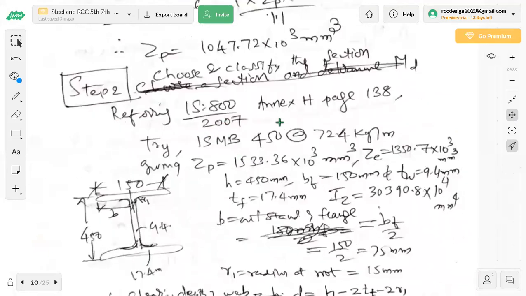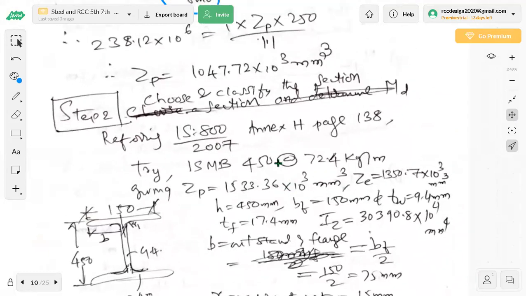Now, referring to IS 800 Annexure H page 138, I started searching for ZP in I sections. In steel tables, ZE values are there. Try to understand, elastic modulus values are given in the steel tables book. So you have to go for Annexure H of page 138. Don't try to search if you have an old edition of steel tables. I don't know whether the new edition has given it or not, because I am referring to IS 800 only for ZP calculations.